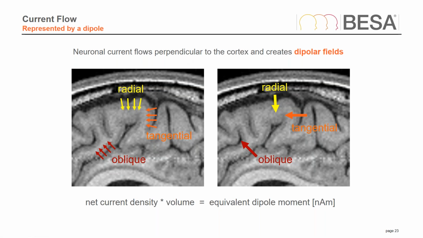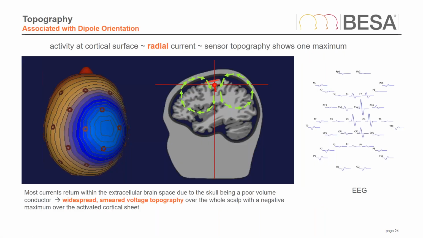The orientation of these currents can be radial with respect to an approximated sphere representing the head surface, or they can be tangential, or there can be something in between. If we look at a radial current, it creates a widespread smeared voltage topography over the whole scalp. You can see on the left side here a topographic map of this radial source. Several electrodes have a very high negative signal, and then there will be some positive signal on the other end of the scalp.